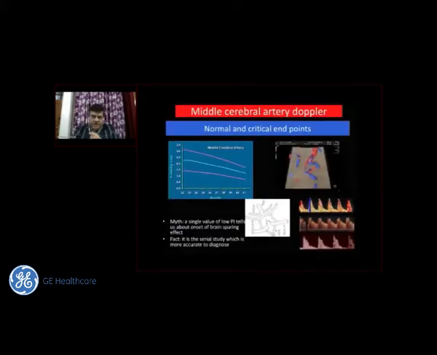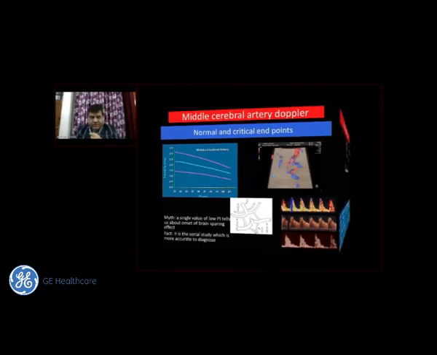The myth is that a single value of low PI tells us about the onset of brain sparing, but the fact is that it is serial studies which are more accurate to diagnose a brain sparing effect.